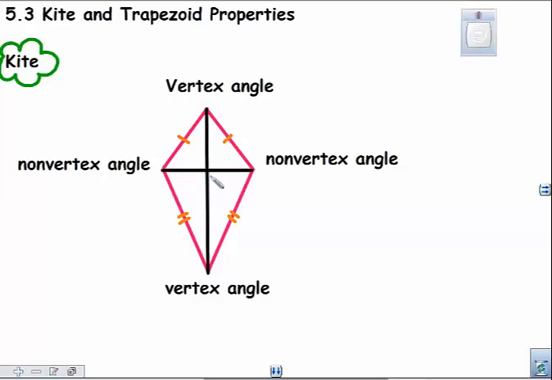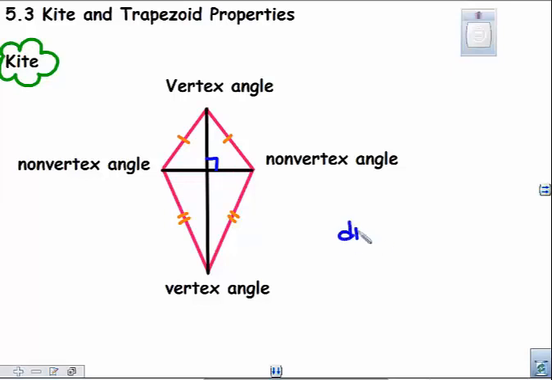So when we draw the diagonals in a kite, this is typically how you picture a kite, because you think of the flying kites and it has those diagonals in there for structural support. When you draw those diagonals, the first rule that you want to know is that those diagonals intersect at a 90-degree angle. That's always going to be the case in a kite.